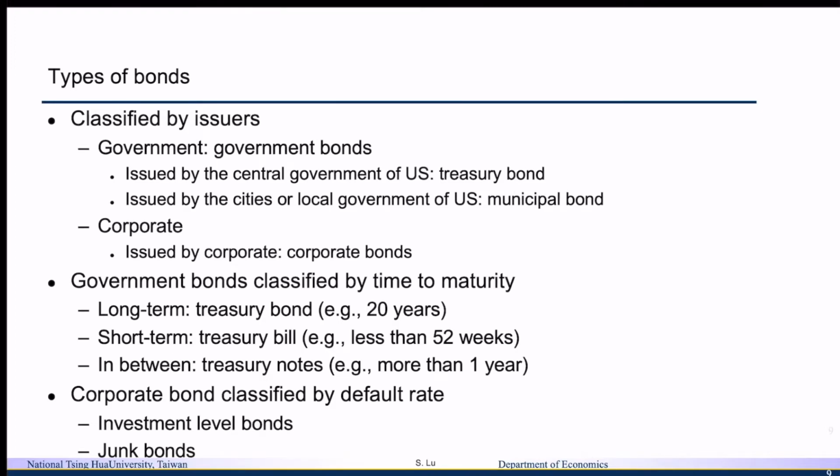So given that corporate bonds have different levels of default rate, those with low default rate we call investment level bonds, and those with high default rate we call junk bonds. So how could we know which bonds are classified as investment level bonds and which are classified as junk bonds? Some financial institutions help us to do that.